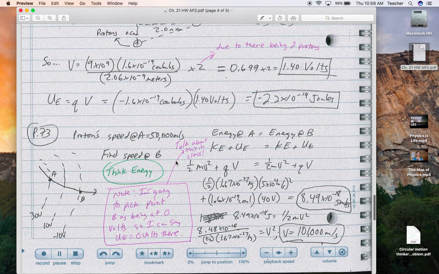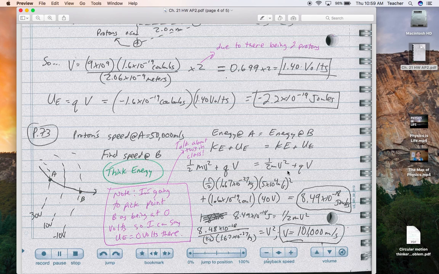73 we went over in class. I squished this too much, but basically if I think of energy, the potential energy here is going to be decreasing by a certain amount, because we have a positive charge going from a high potential to a low potential.